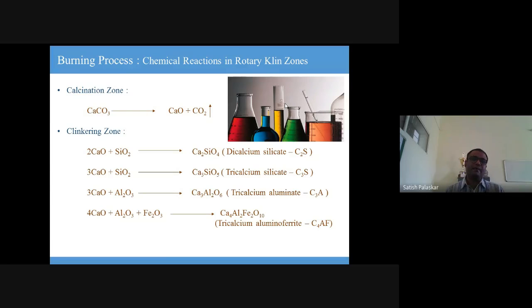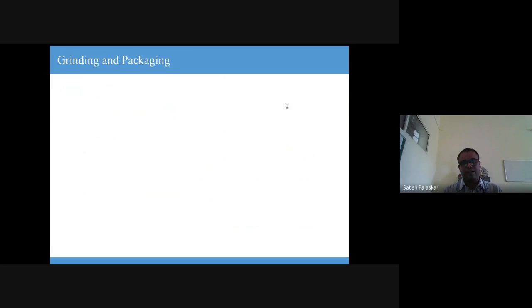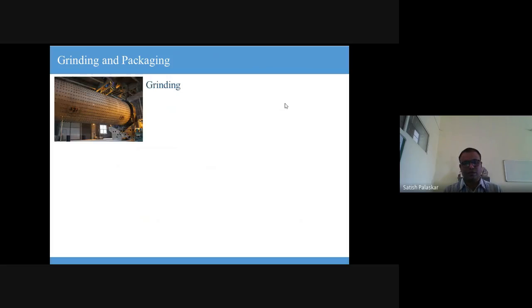If we see the compounds of the cement, you will see C2S, C3S, C3A and C4AF. That is dicalcium silicate, tricalcium silicate, tricalcium aluminate and tetracalcium aluminoferrite. Okay, those will form in the second zone. Then see here, the grinding.